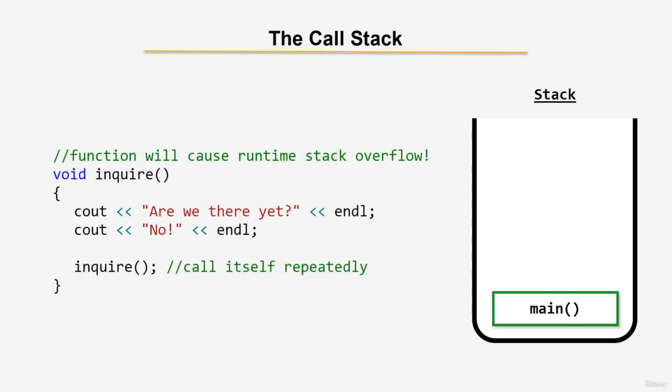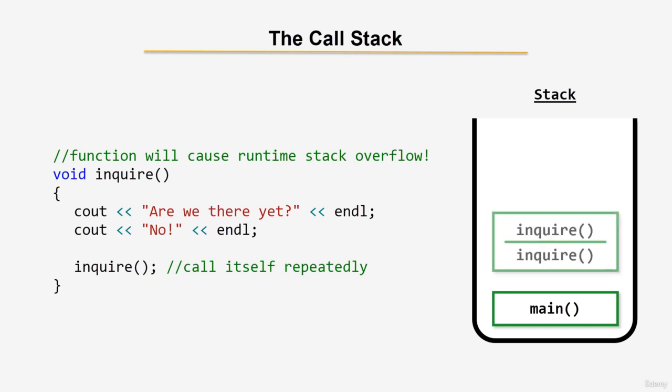Now that we have a basic understanding of the call stack, let's look at this example again and why this function will cause a runtime stack overflow. To the right we have the stack, so let's say in the main function we invoke this inquire function. That is going to create a stack frame on the stack for the inquire function. But what do we do in the definition of the inquire function? We do those console output statements and then we call inquire again.